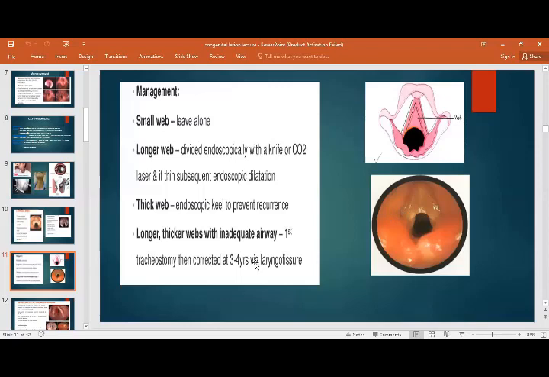And for the longer and thicker web with an inadequate airway, the presentation in this case is severe respiratory obstruction. We will go for tracheostomy, and then after 3 or 4 years, we will go for laryngofissure, the proper operation for this. But it is only in those cases where the webs are thicker and longer.